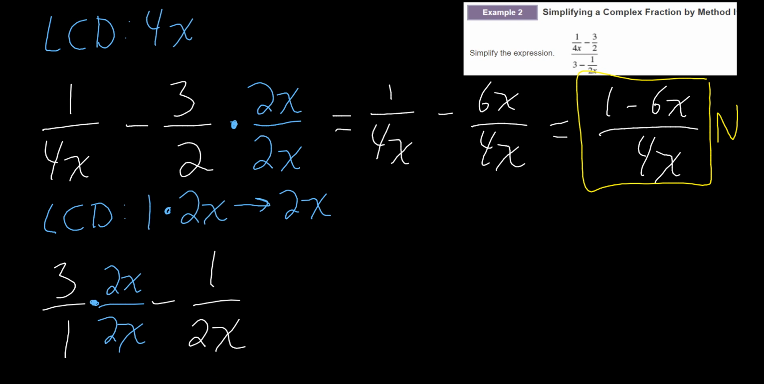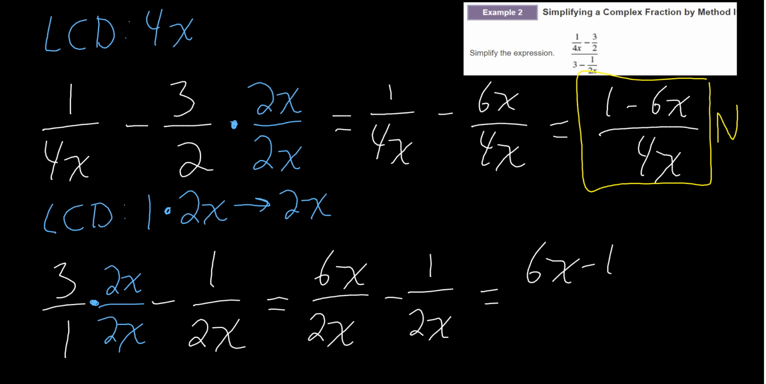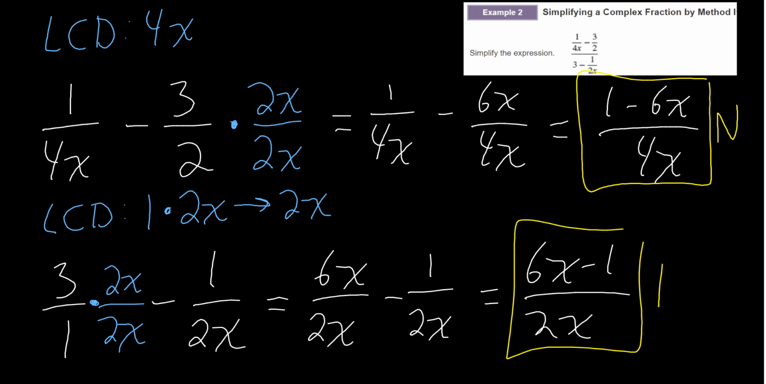So by doing this, I've got a 3 times 2x, which is 6x, 6x over 2x, I'm sorry, I didn't mean to say over 1, over 2x, minus 1 over 2x. Well, I got that common denominator that I'm looking for, so this ends up being 6x minus 1 over 2x.